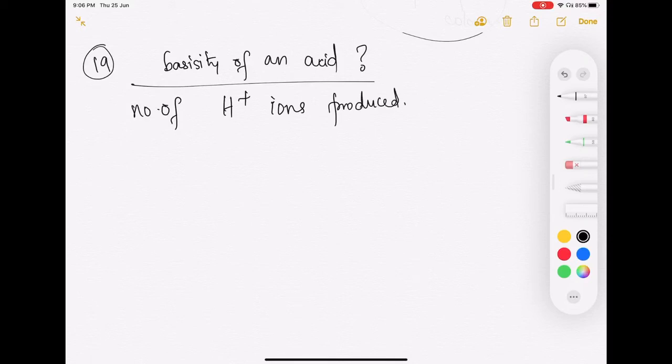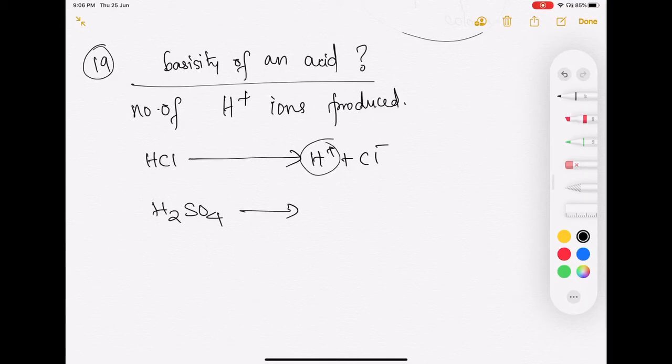That's a simple definition of basicity of an acid. For example, hydrochloric acid, we'll consider what is the basicity. Sulphuric acid, we can consider what is the basicity. Hydrochloric acid can ionize into 1 proton and Cl minus ion. So how many protons are generated? 1. So it is 1 basic. So I will call it monobasic acid.